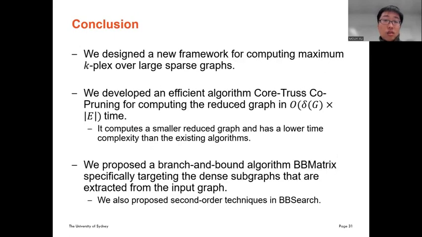So to conclude, in this paper, we designed a new framework to compute the maximum k-plex over large sparse graphs. We also developed an efficient algorithm, contrast co-pruning, and we propose a new branch and bound algorithm, BB matrix, which uses the second order techniques in the BB search.